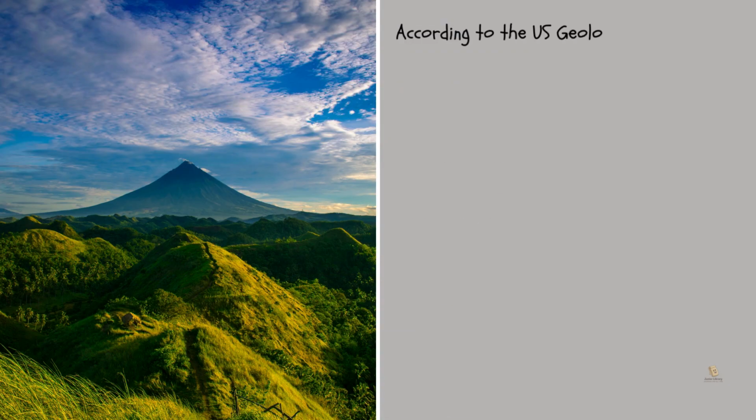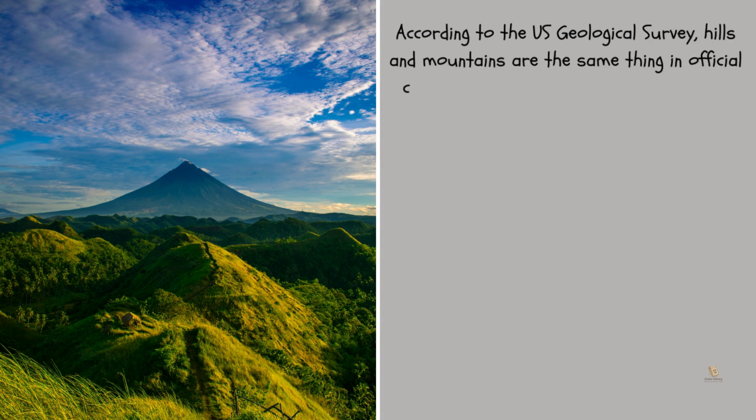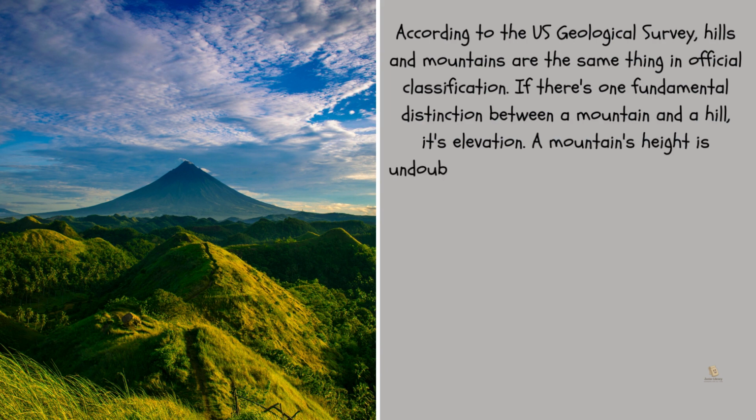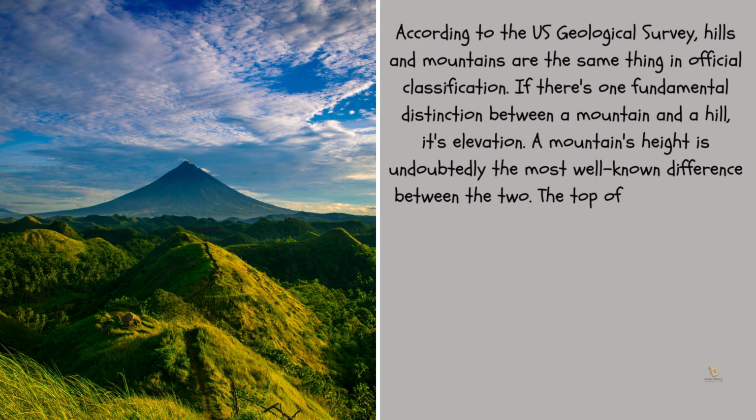According to the U.S. Geological Survey, hills and mountains are the same thing in official classification. If there's one fundamental distinction between a mountain and a hill, it's elevation. A mountain's height is undoubtedly the most well-known difference between the two.